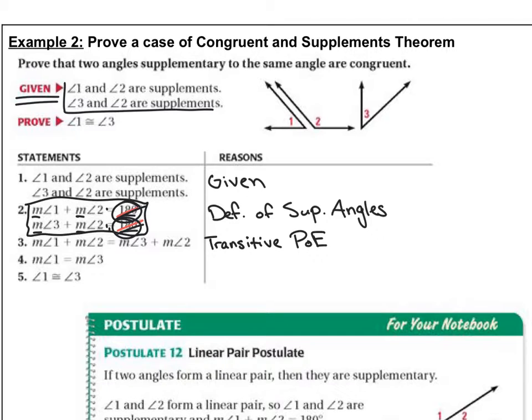Okay, and then looking at step 3 to step 4, we subtracted the measure of angle 2 from both sides. So in order to do that, we use the subtraction property of equality.